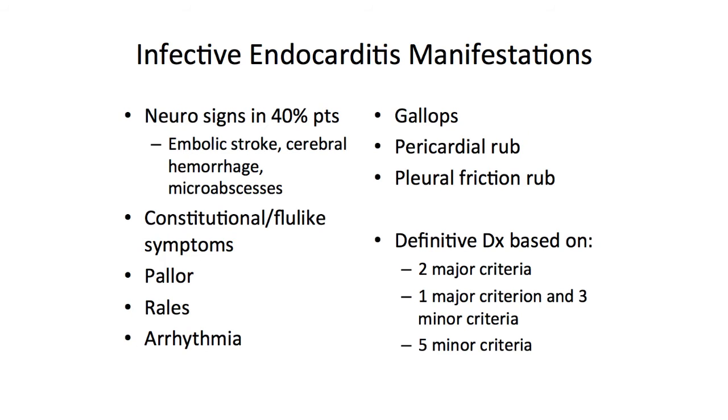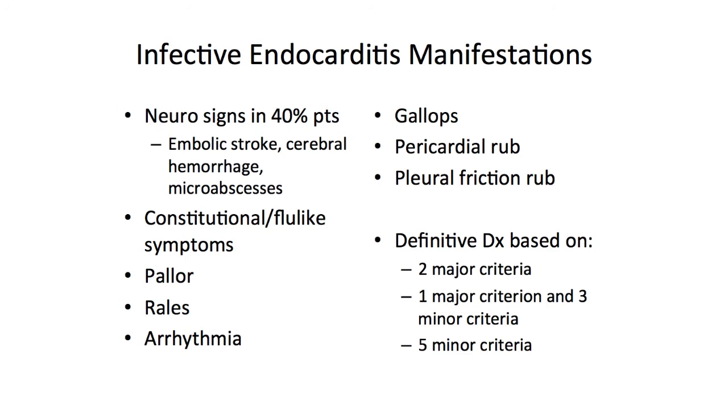You may also see neurological signs in 40% of patients. These include embolic stroke, cerebral hemorrhage, or microabscesses. The patient may also be experiencing constitutional or flu-like symptoms, and you may see pallor, rales, arrhythmias, gallop, a pericardial friction rub, or a pleural effusion.